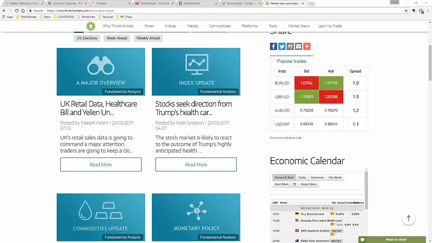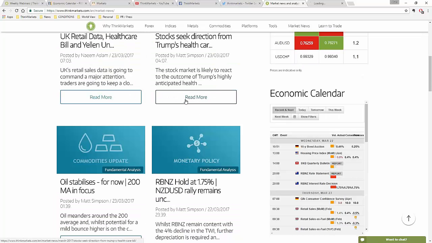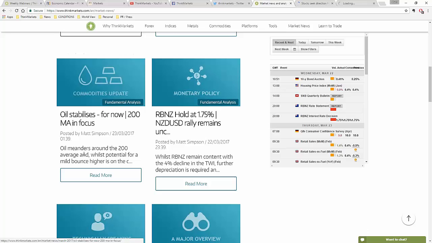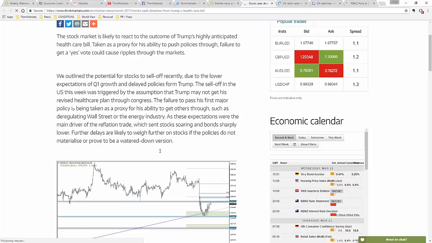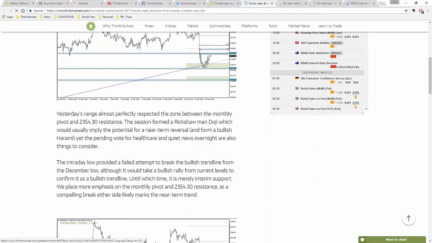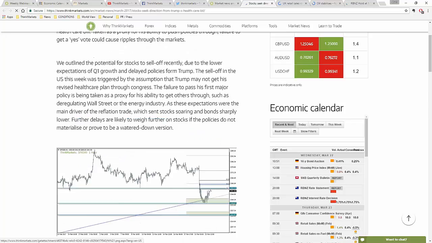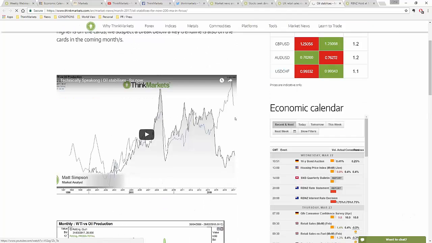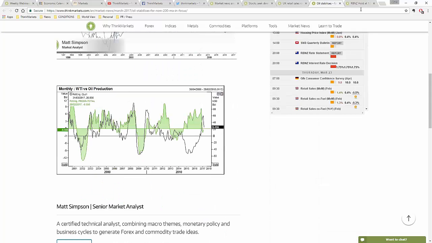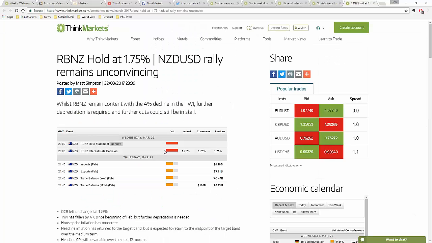Here, this is where all the analysis goes, videos and whatnot. And it's a combination of fundamental and technical, depending on what's really happening at the time. So you can see, and it's a good way of learning as well if you're starting out. I mean, that's how I started, looking at what other people were doing, taking the bits I liked, ignoring the stuff I don't. So there's videos, it's a good educational source as well as analytical.